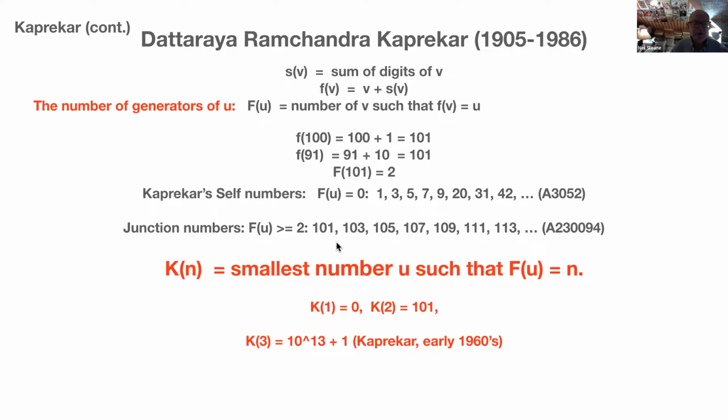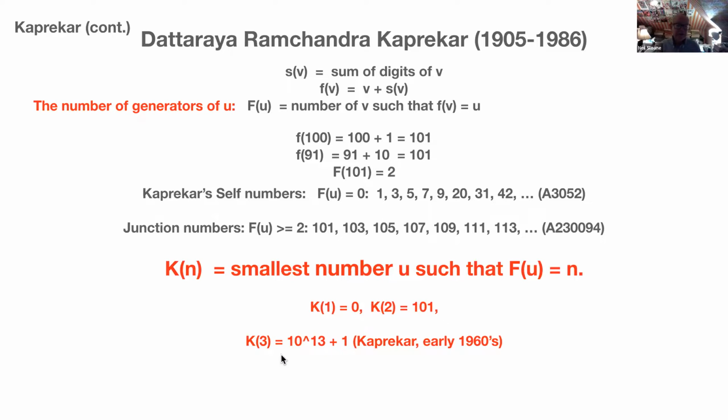And so Max Alexeyev and I have been looking at this for many, many years. And we call it K of n, K in honor of Kaprekar. It's the smallest number that has n generators in whatever base you're working in. So in base 10, 0 has 1 generator, just 0 itself. 101 has 2 generators, as I showed you here. I didn't prove that there are no more, but there aren't any more.